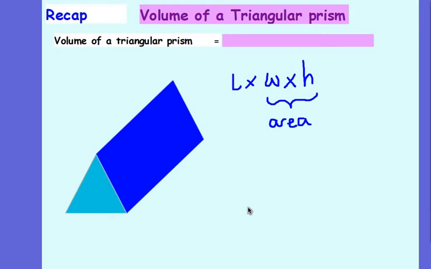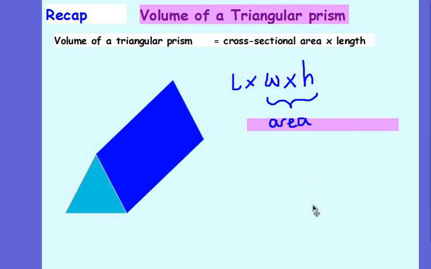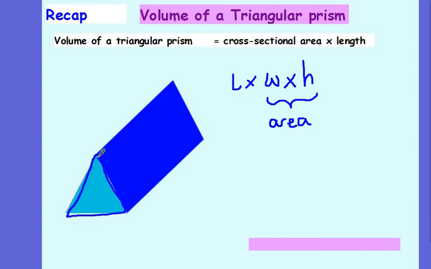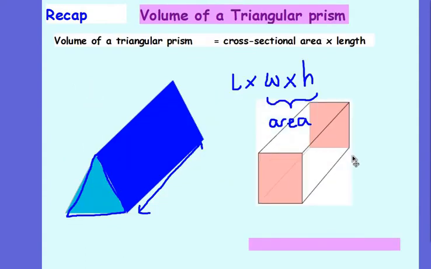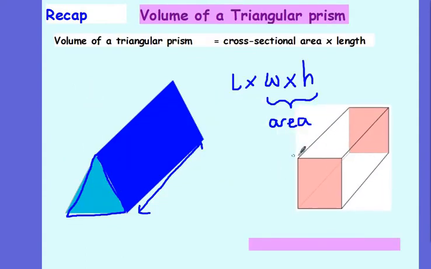So the volume of a triangular prism is just the cross-sectional area times the length. All you'd need to do is work out what the area of this bit is this time and multiply it by the length. In the same way as when we had the cuboids, we just worked out what the area of this bit was and multiplied that by the length.